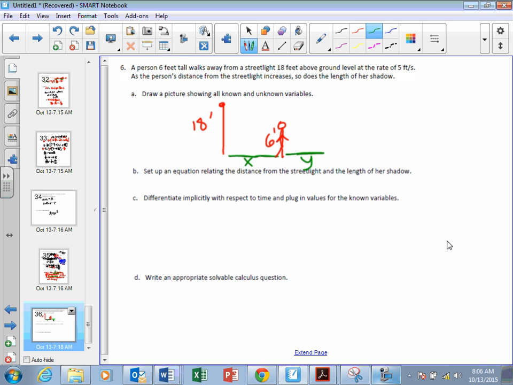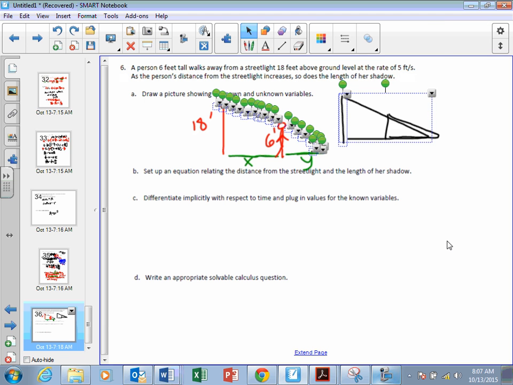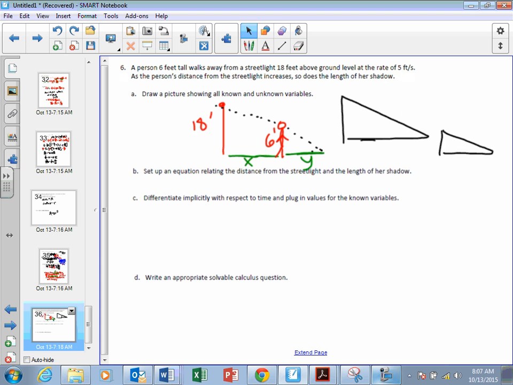Draw a picture showing all known and unknown variables. Okay, so we're going to set up an equation relating the distance from the street light and the length of the shadow. If we think about this right here, I'm going to draw in another line. This is the light going down that makes the shadow. We've got two triangles here. We've got this big triangle, and then we've got the triangle that's contained in it. Now, what we know about these two is that they are similar triangles.